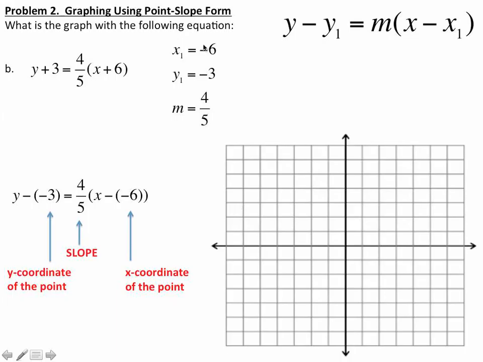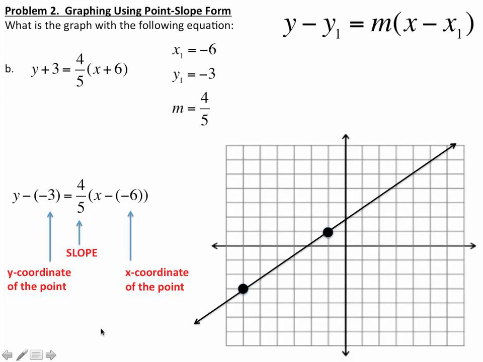So your first dot would be at (-6, -3). Always start back here. 1, 2, 3, 4, 5, 6, down 1, 2, 3. (-6, -3), there he is. From there, go 4 over 5. Rise over run. Up 4 over 5. Bang, there he is. I can just draw the line, and it looks like that.